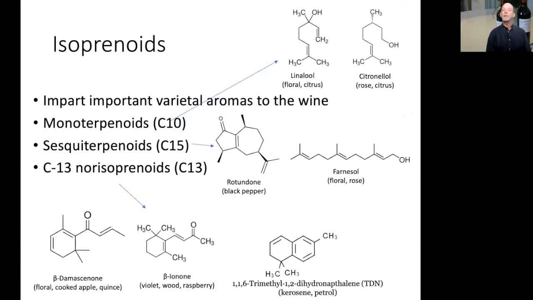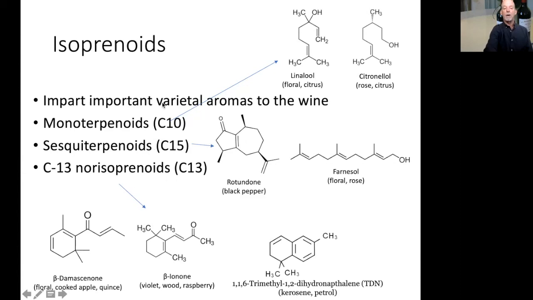Okay, now we have another very important class of compounds called isoprenoids. These are volatile compounds that largely contribute to the particular grape variety's specific aromas in a wine. And they come through from the grape itself. They're produced in the grape through the isoprenoid biosynthetic pathway. And again, there are multiple kinds of compounds here, all of which have different volatiles and all of which we detect a little bit differently. So we have what are called monoterpenoids. These are C10 molecules, or sesquiterpenoids, which are C15. And we have some C13 isoprenoids.